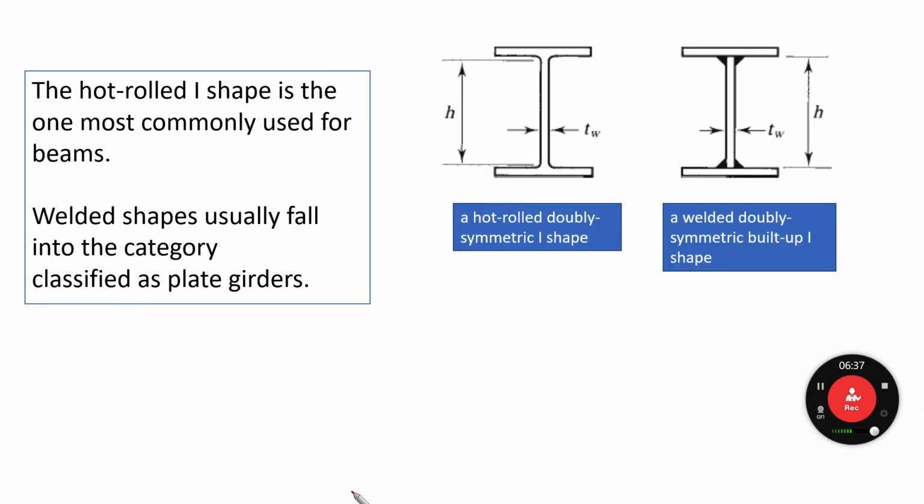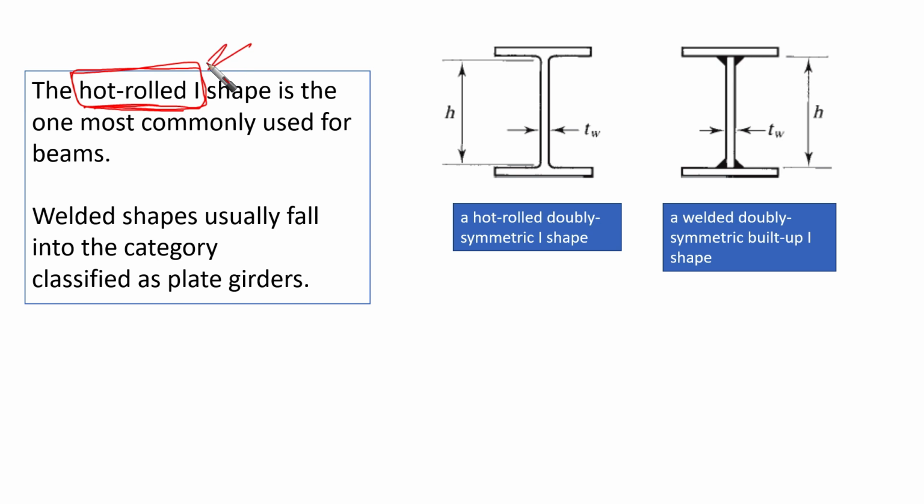Now let's go to the next part. There are two main categories for the shapes that we commonly use for beams. The first one is the hot rolled I shape, which is the most commonly used for beams. This is based on the manufacturing process itself. This is a hot rolled doubly symmetric I shape.